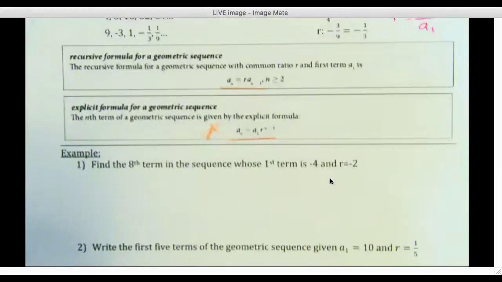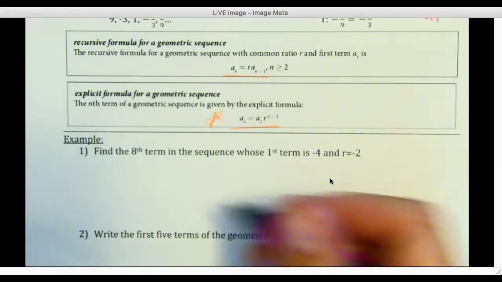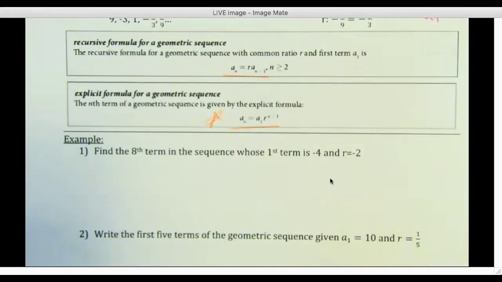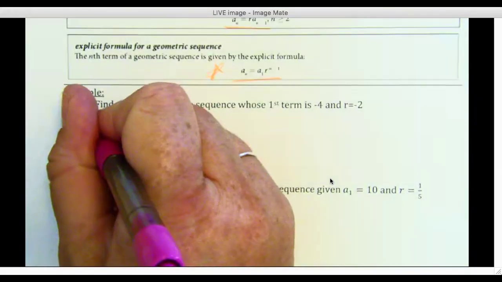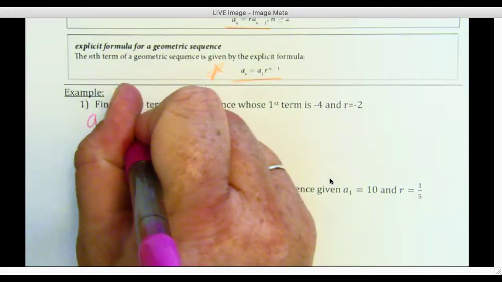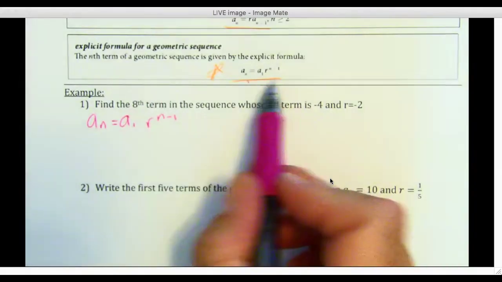So geometric sequences also have a recursive and explicit formula. The one you really want to know is that explicit formula there. And like we did with arithmetic sequences, we can use that formula to write a general form. So a sub n is equal to a1 times r to the n minus 1 power. That's this formula right here.